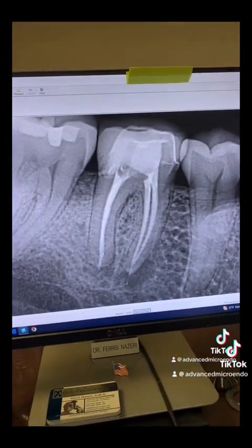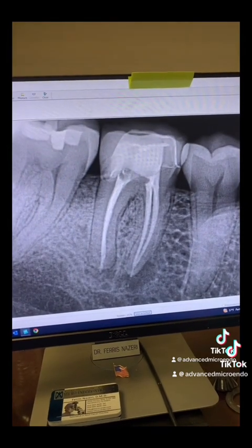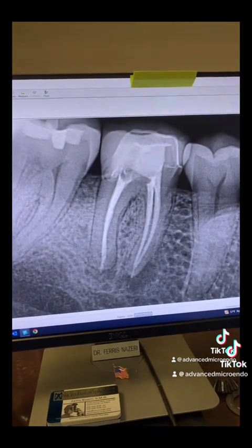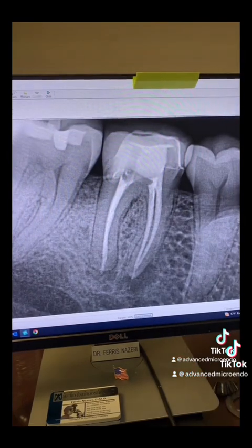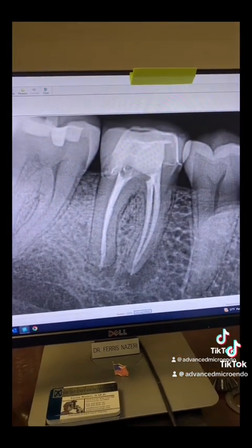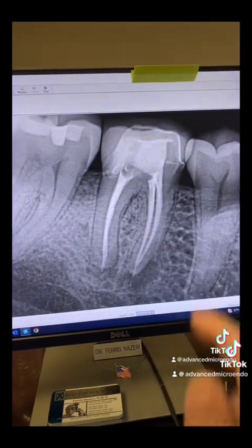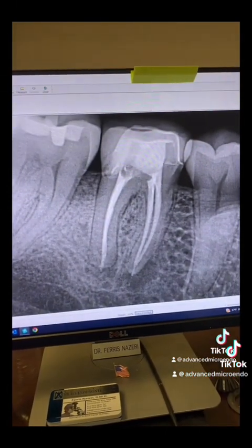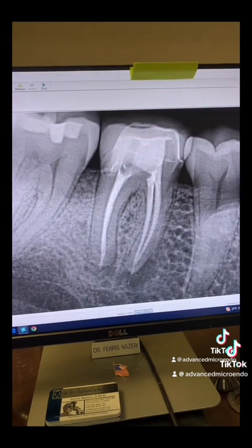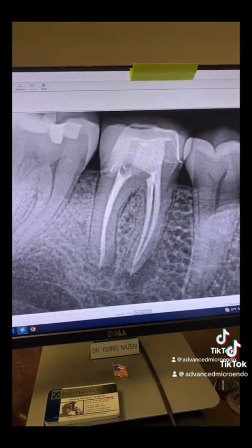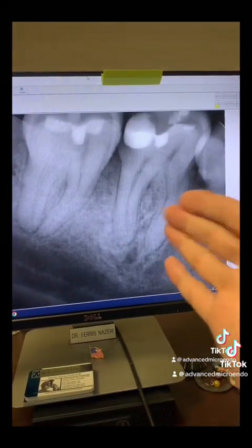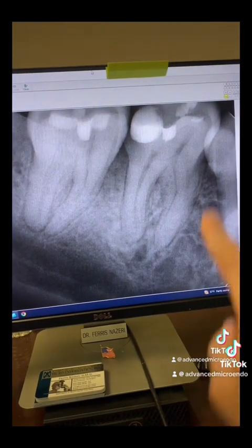Okay, so I requested x-rays from the dentist who had done the root canal about a year ago. My office just called his office, and he graciously sent us the x-rays. I want you to take a look at his x-rays before he did the root canal, from a year ago. And this is the x-ray that he sent us of tooth number 30.